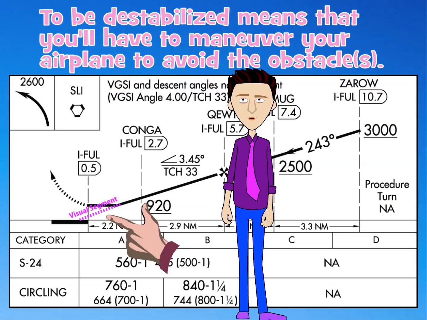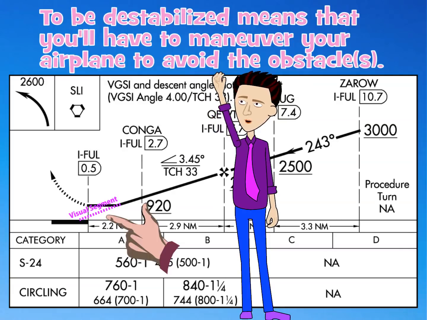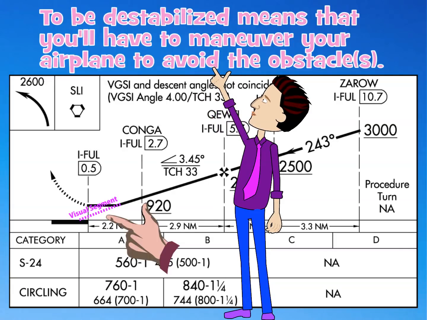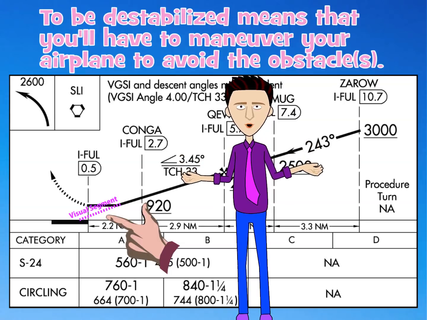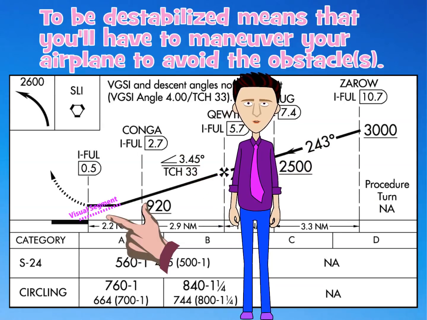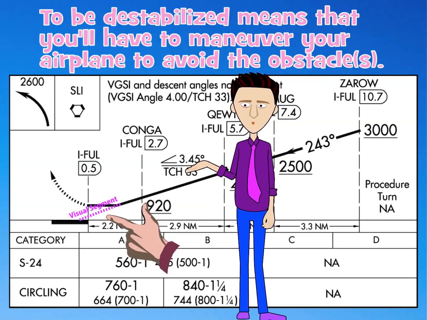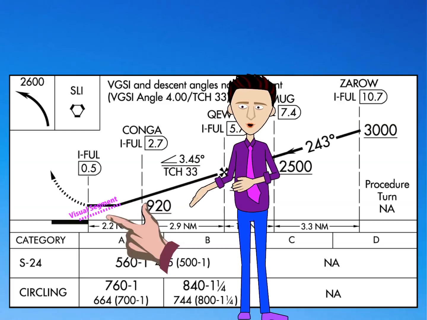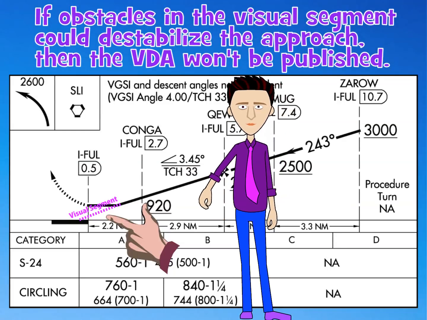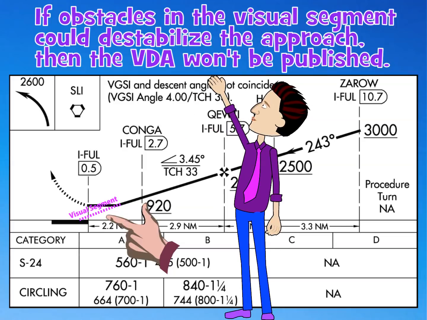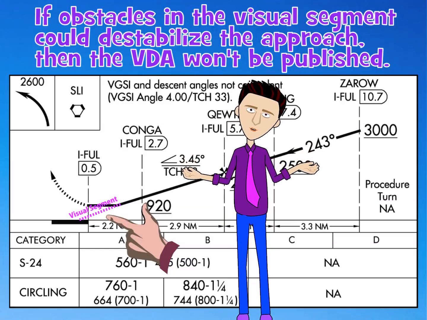Destabilize is the key word here. To be destabilized means that you'll have to maneuver your airplane to avoid the obstacles. Now, how do we know there are no destabilizing obstacles in the visual segment at Fullerton? Well, the presence of the VDA, the visual descent angle, posted in the profile is the clue. If obstacles in the visual segment could destabilize the approach, then the visual descent angle won't be published on that chart. Now, how's that for a good clue?